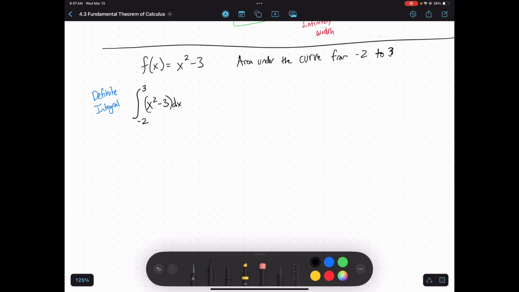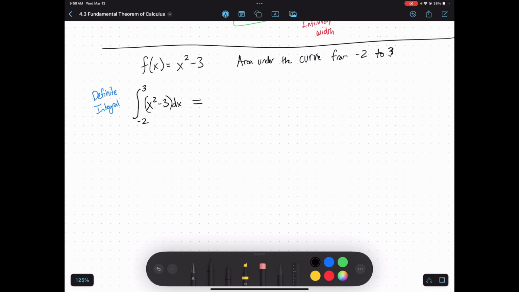And x squared minus 3 is obviously a parabola because it's a quadratic function. So I have a parabola here, which means it's not linear. I can't find the area using geometry here. But this is what's so nice about the fundamental theorem of calculus. The fundamental theorem of calculus says I can find the exact area using antiderivatives. All I need to do is figure out what the antiderivative is.